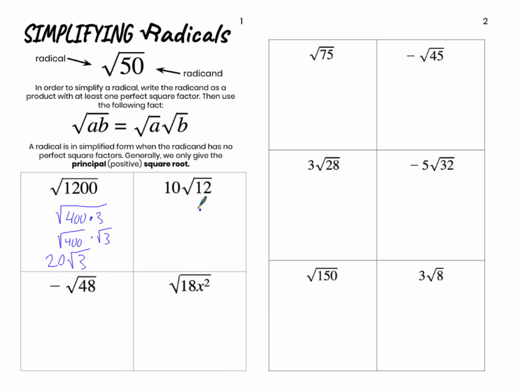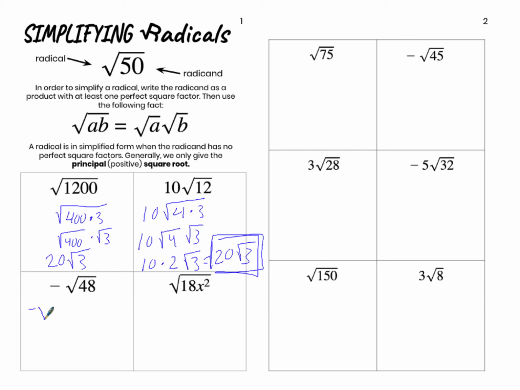This one's a little easier. I keep my coefficient. 10 times the square root of 12. 12 is just 4 times 3. That means this is 10 times the square root of 4 times the square root of 3. The square root of 4 is 2. 10 times 2 radical 3 is my final answer, or 20 radical 3 is the fully simplified form.